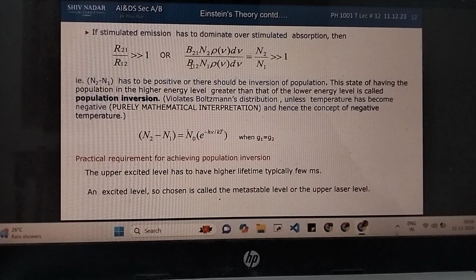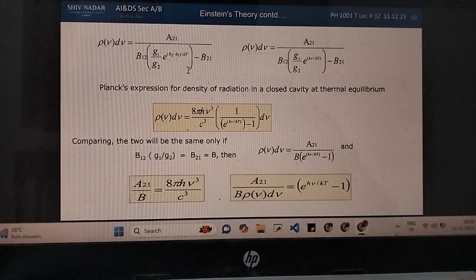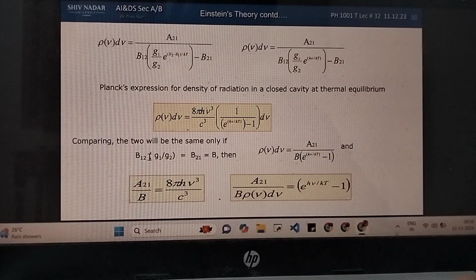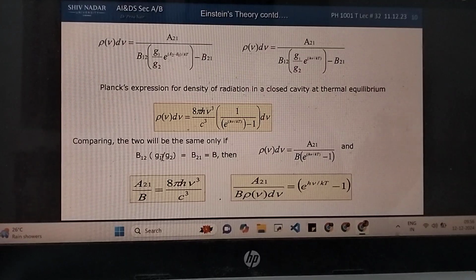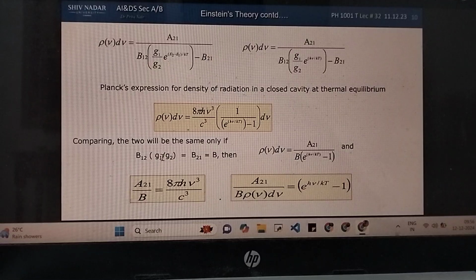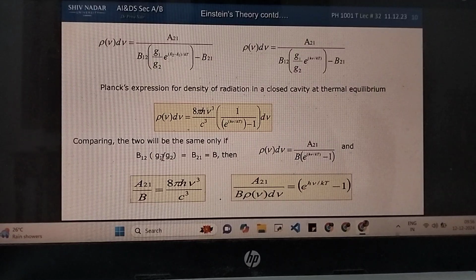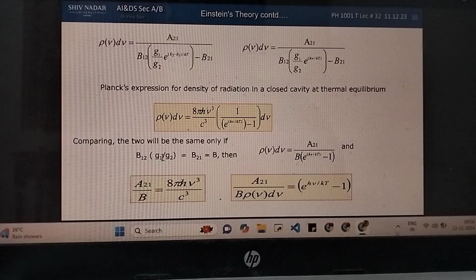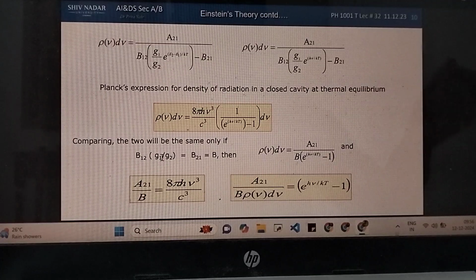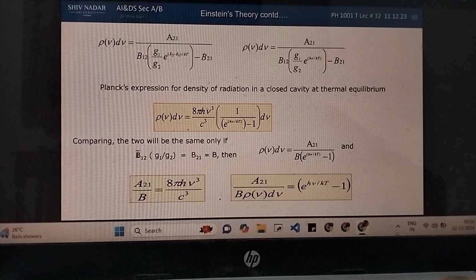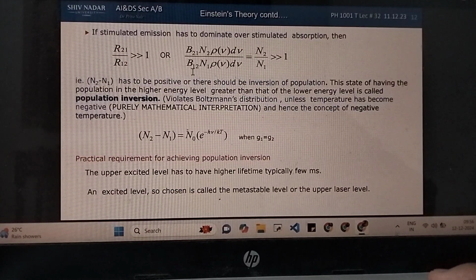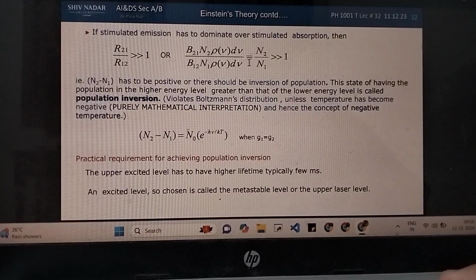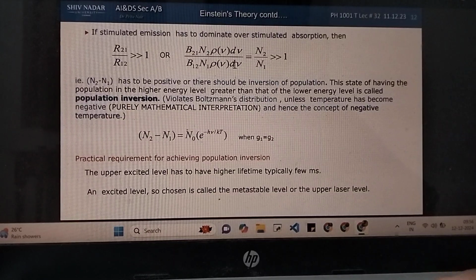I would like to make a small clarification about that over here. Here we assumed that B12 G1 by G2 is equal to B21. But generally there is not too much of a difference between the degeneracy of two adjacent energy levels. So we can approximate G1 by G2 as equal to 1. So in that case, it becomes B12 equals B21, which is why here you cancel out both B12 and B21. Rho nu d nu, of course, is the same term in the numerator and denominator, you cancel both. So N2 by N1 should be much greater than 1.